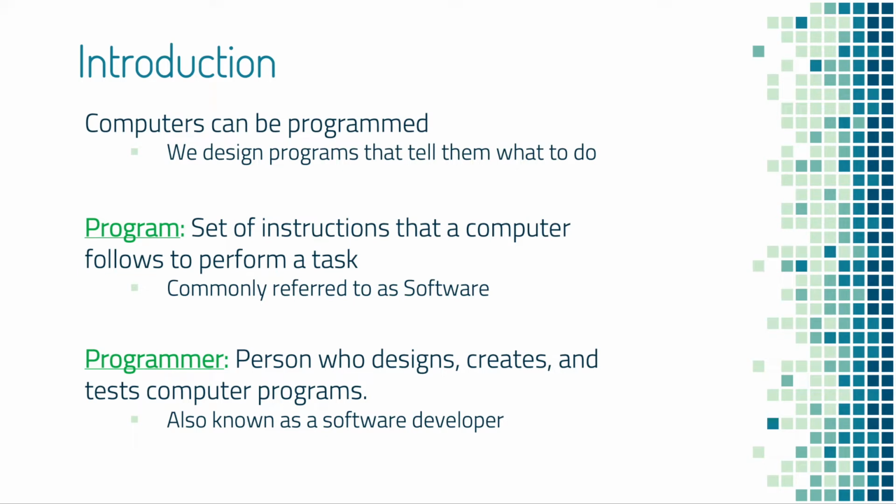So computers are just anything that we can program. From your smartwatch to your tablet, those are all computers, and we design programs to tell them what to do. Programs are a set of instructions that a computer can follow to perform a task. So any kind of software, Microsoft Office, your operating system, anything like that, those are all just programs that we build to tell the computer what to do.